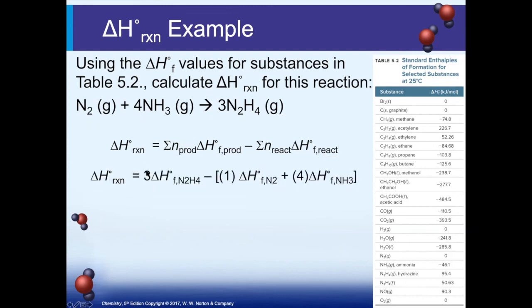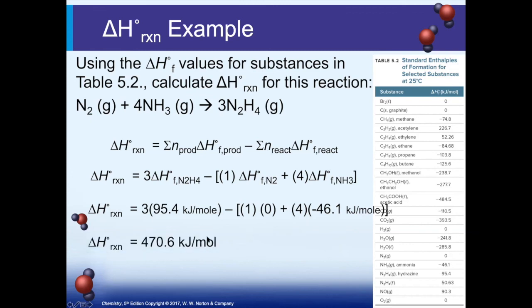So again, we just substitute in the individual terms and look up the numbers in the table. Nitrogen is 0. All these multipliers come from the balancing coefficients, and I just have to remember to look up the right phase. Like I chose gas instead of liquid for the N2H4, because that's the way it is in the reaction. You do the math, and you get 470.6 kilojoules per mole.